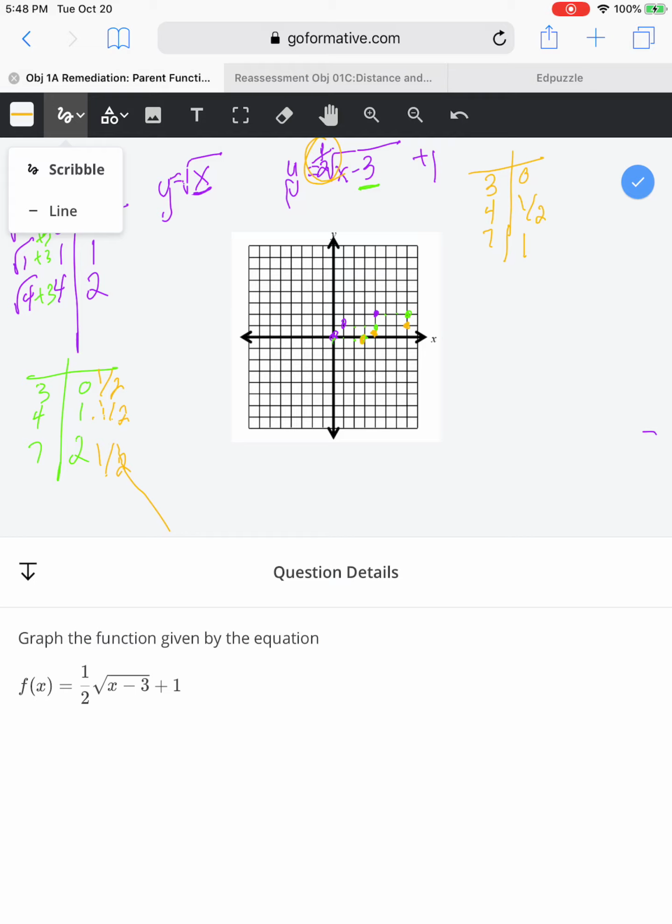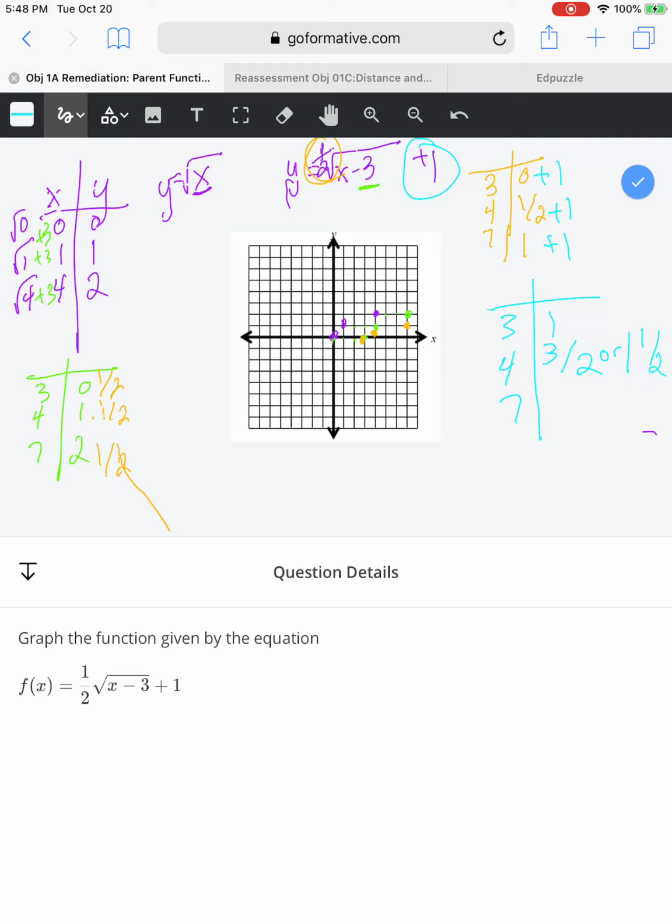And then the last thing with this is I have my +1 here, which means that my graph is shifted up 1, so I add 1 to all of my y values. So I have 3, 4, and 7, then it's 1, then that's going to be 3/2 or 1.5, and the next one is 2. And so all I'm going to do is shift my points up 1 space. So this is 1, this goes from 1/2 to 1.5, and instead of at 1, this is at 2. And so there's my new graph, which is right there.